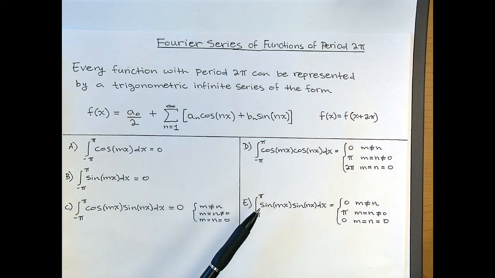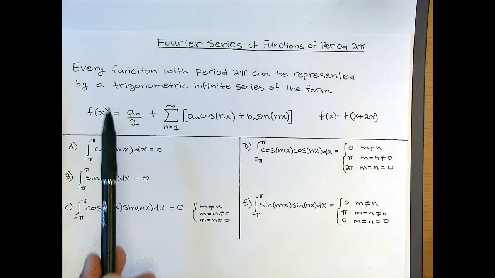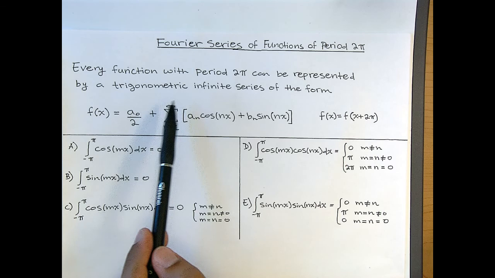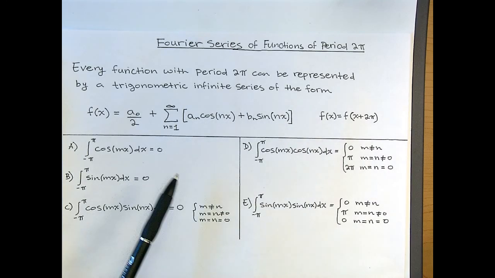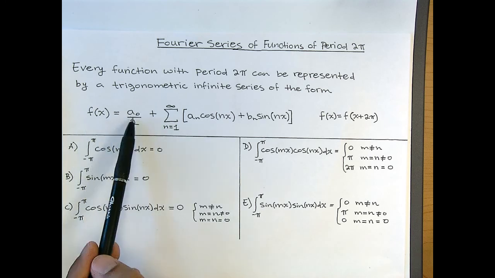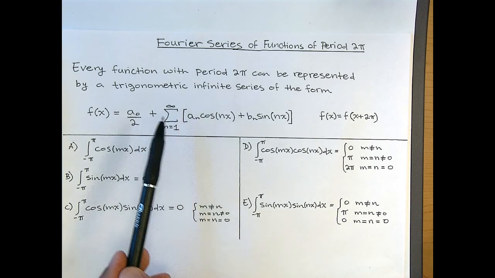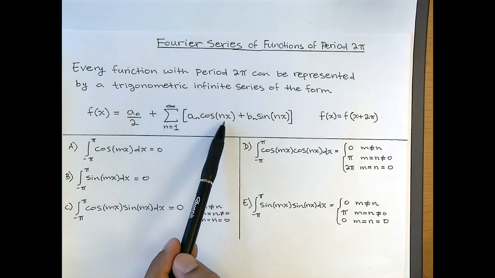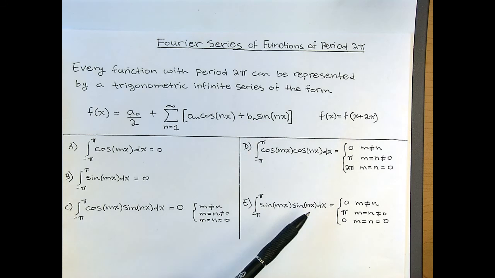Okay, so every function with the period 2 pi can be represented by a trigonometric infinite series of the following form. So this is f of x is equal to a0 divided by 2 plus the summation from n equals 1 to infinity of a sub n cosine of nx plus b sub n sine of nx.